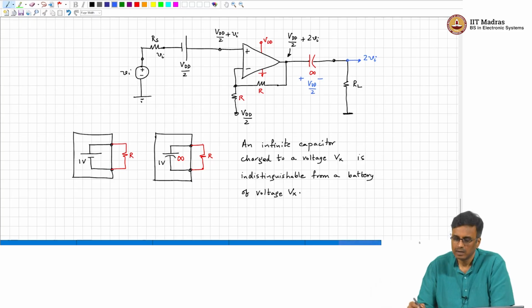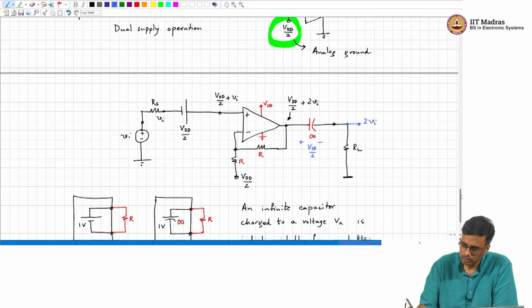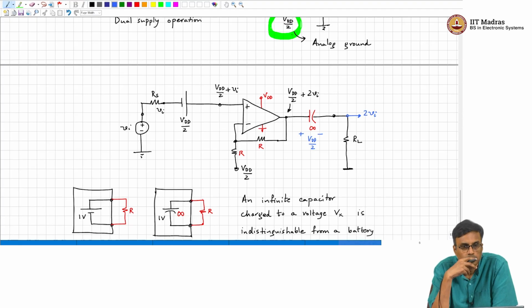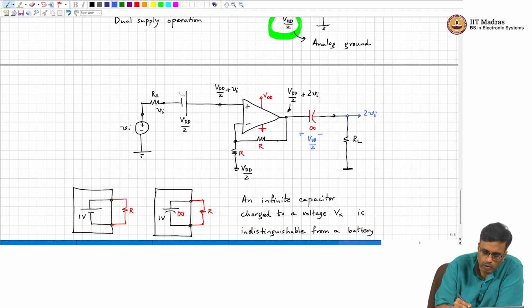All right. Likewise, now on the left side, what do we do? We need the battery of VDD by 2. What do we do? Replace it, okay. The suggestion is to replace it with an infinite capacitor. Let us do that.